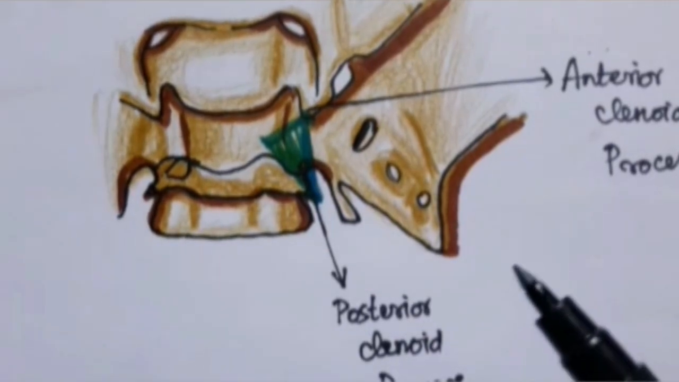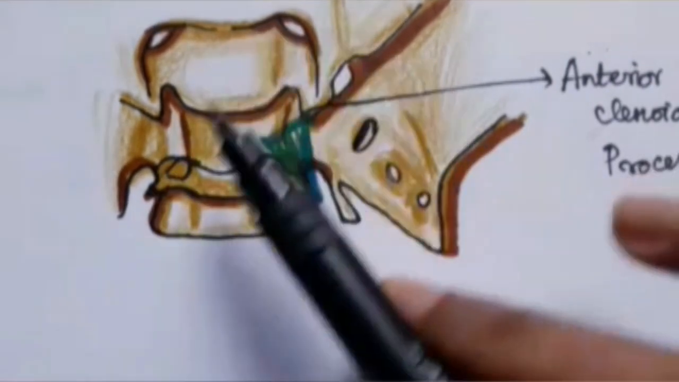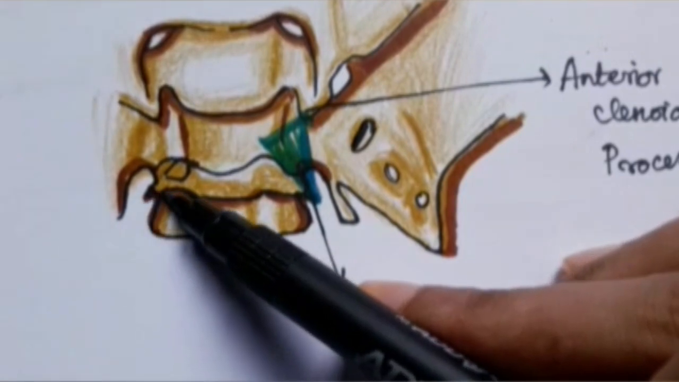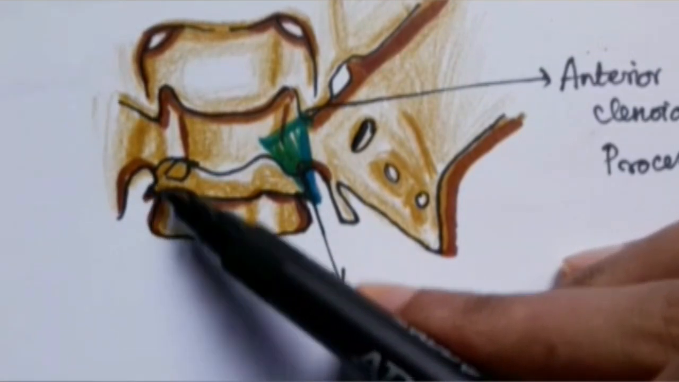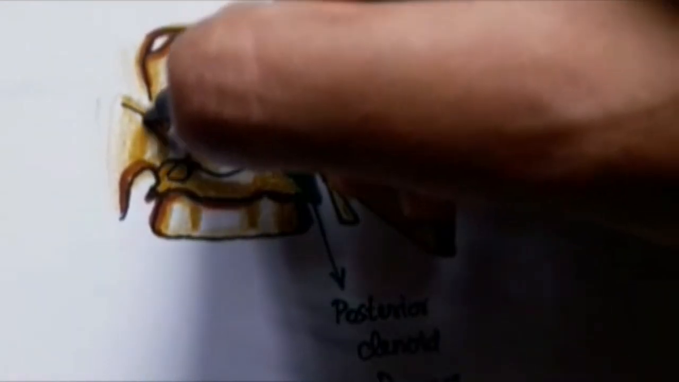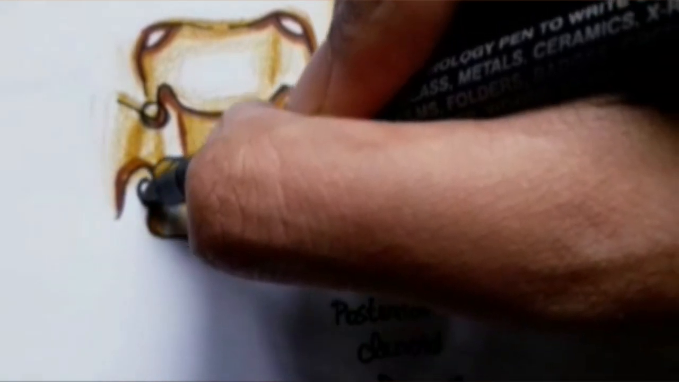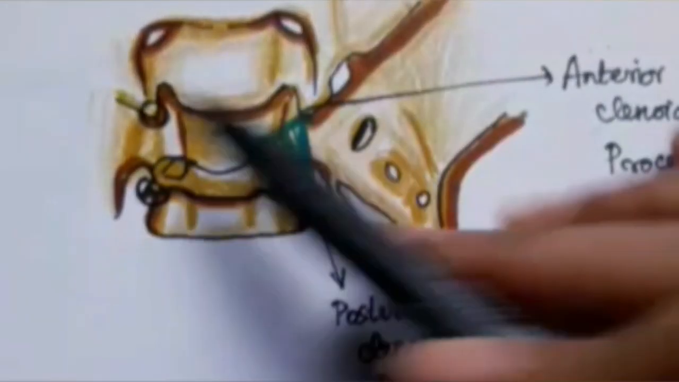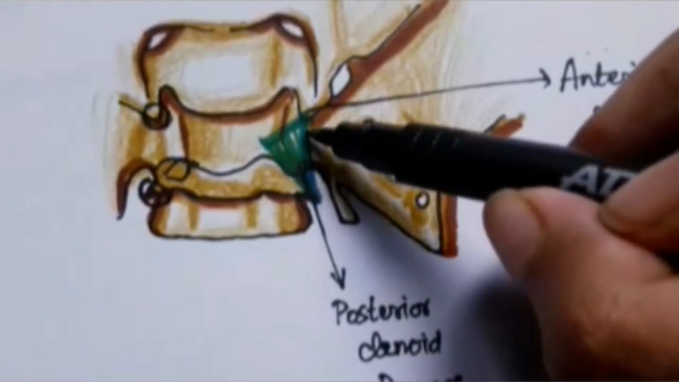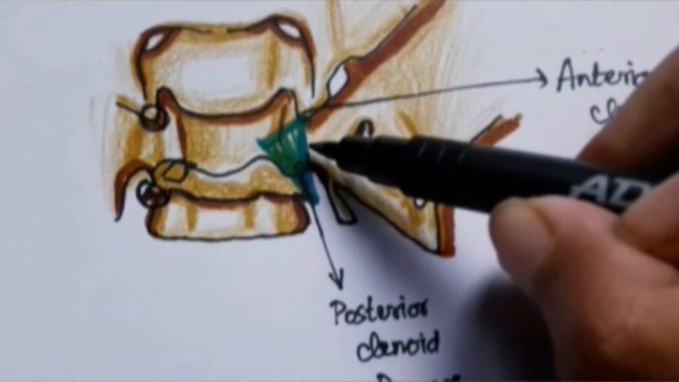So this is a picture showing the posterior-most portion of the sphenoid bone. This depicts the posterior clinoid process and this is the anterior clinoid process, and they are present on both sides of the sphenoid. And this blue colored thing depicts the tentorium cerebelli.